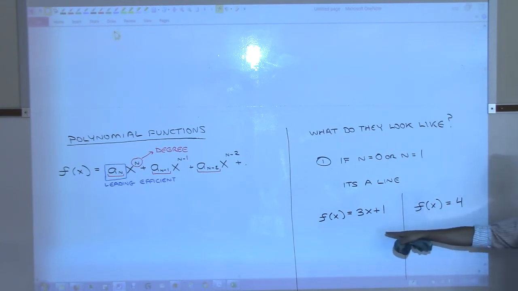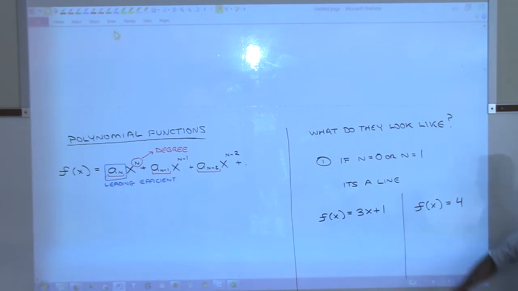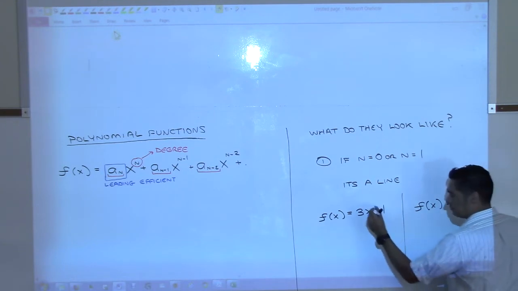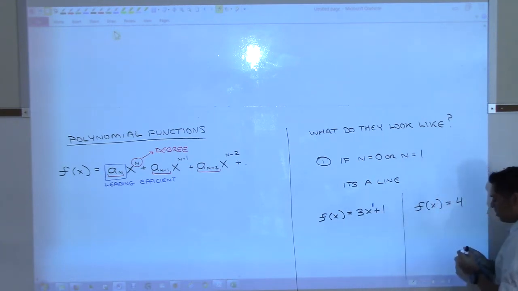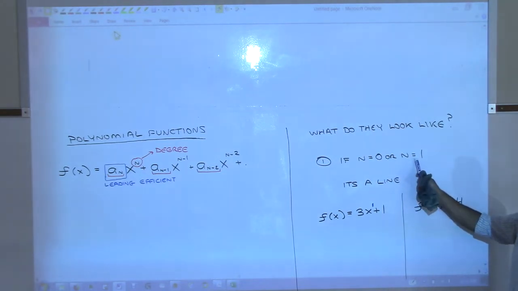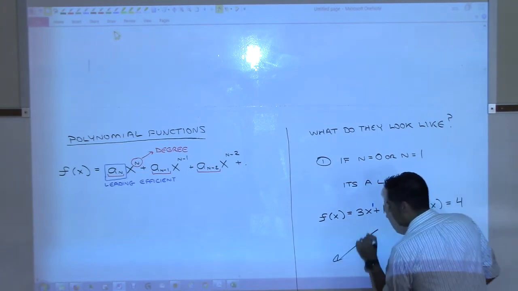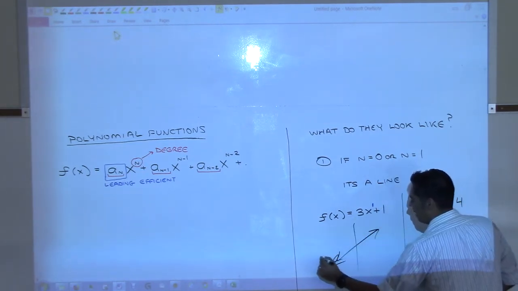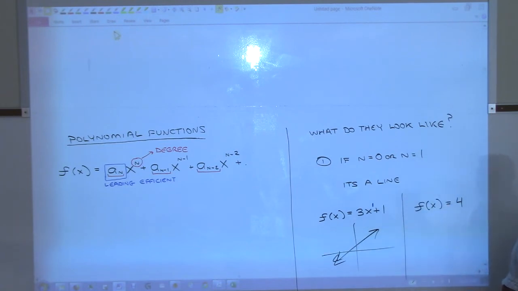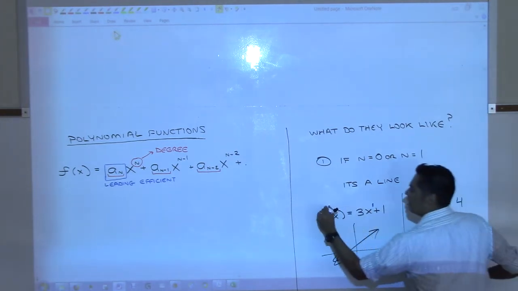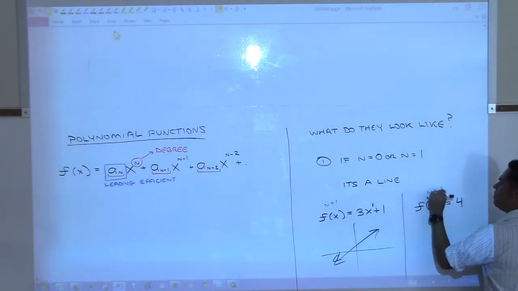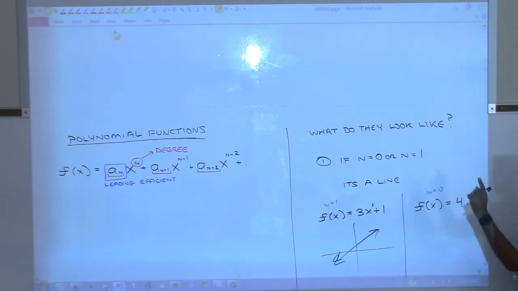Well, is this a polynomial function? Yes. What's the degree of this polynomial function? 1, right? So this is saying that if n is 1, then you're looking at a line. And we all know we could graph this, and that would be a line, right? Now, this one right here, what's the degree? 0, because there is no x here. So the degree here is 0. Here n is 1, here n is 0, and this is saying that if n is 1 or 0, then you're going to have a line.